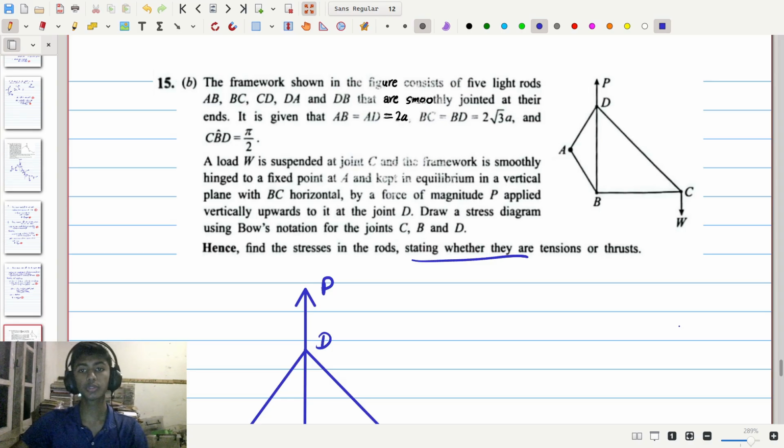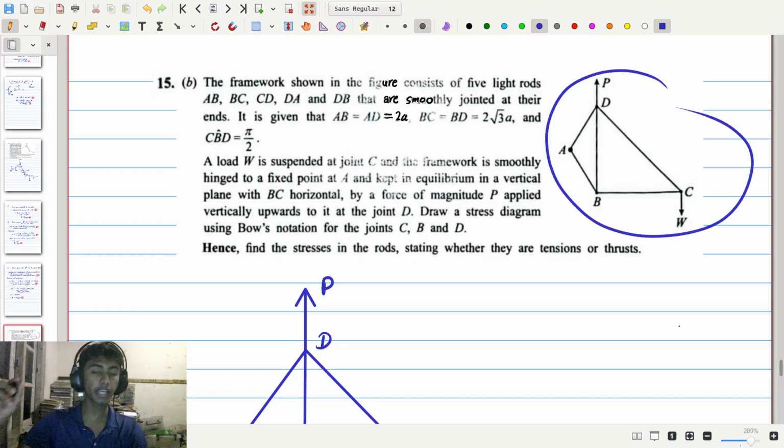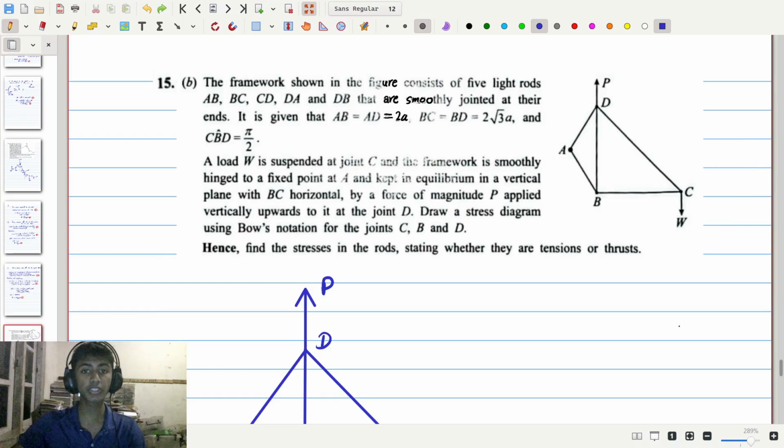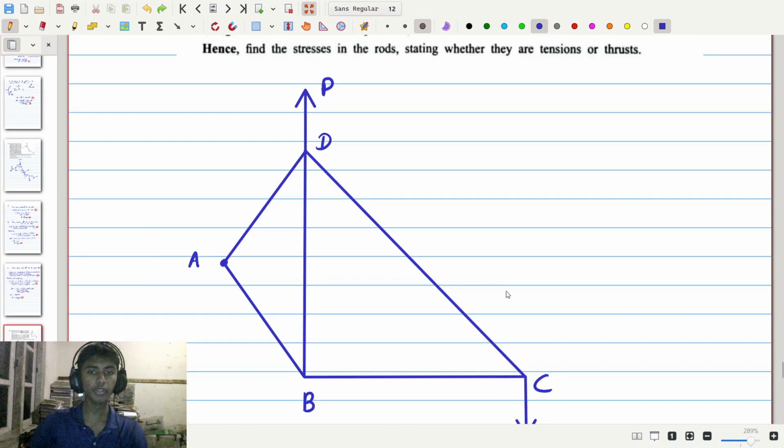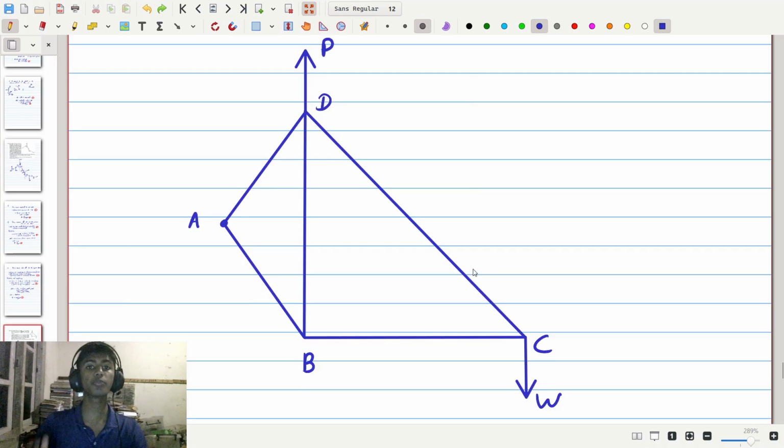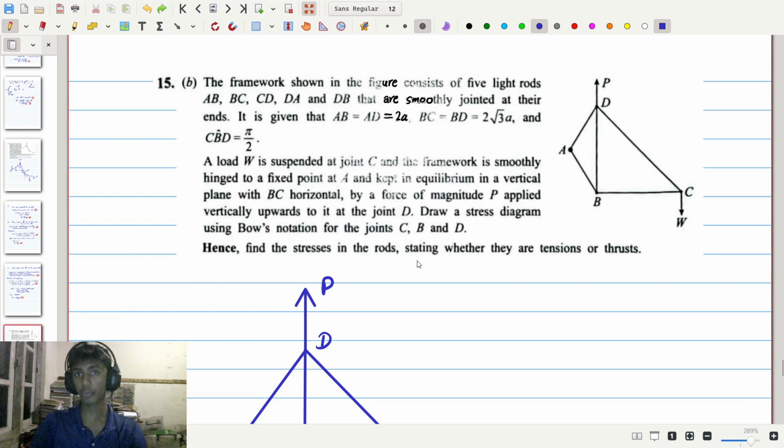Now here, to start off, the first thing we're going to do is to take a look at the diagram, and we can see the diagram that they've given is missing a lot of information. It's missing the lengths of the rods and it's also missing the force at the point A. So what we're going to do is to mark all the information that we know, and then we're going to start moving on to the question.